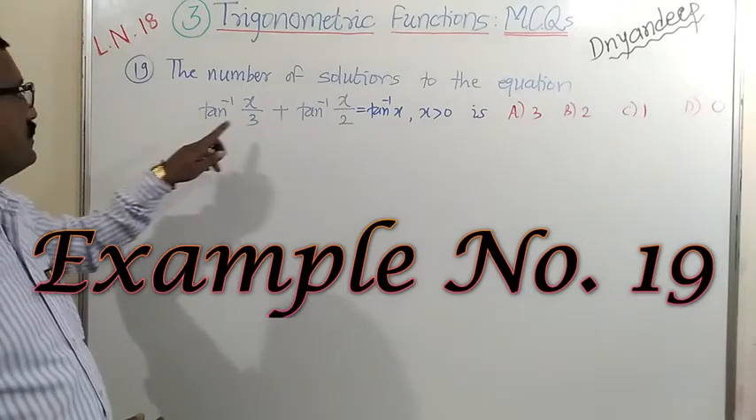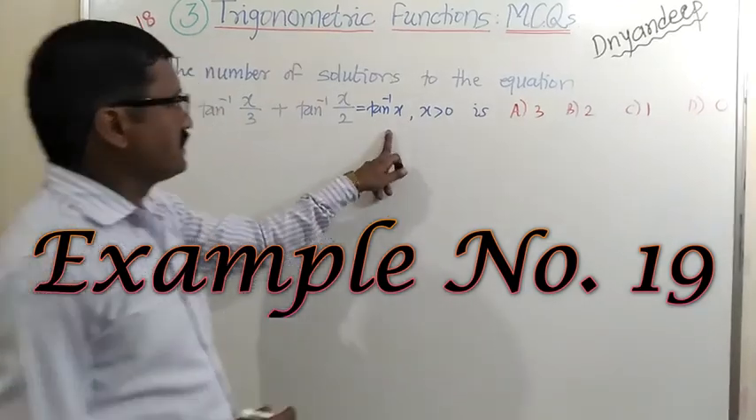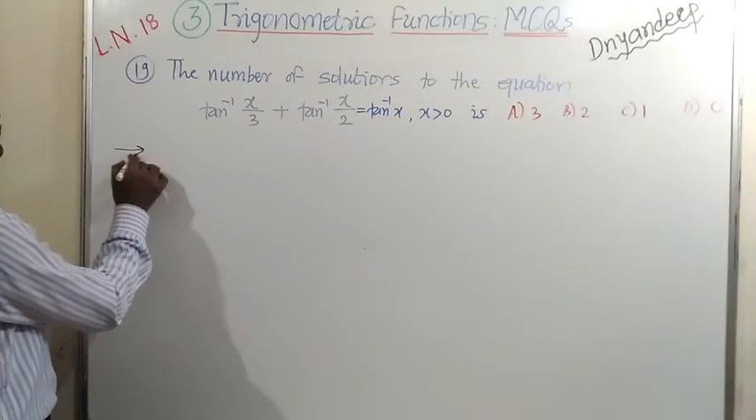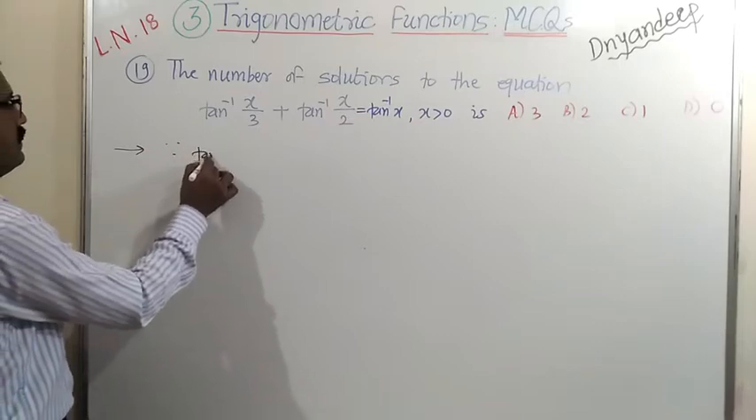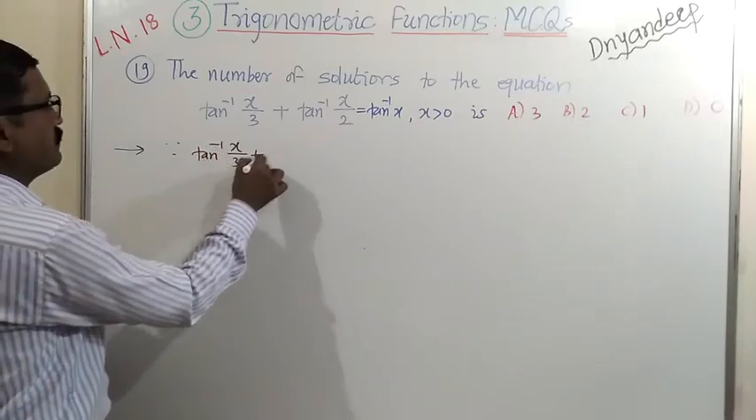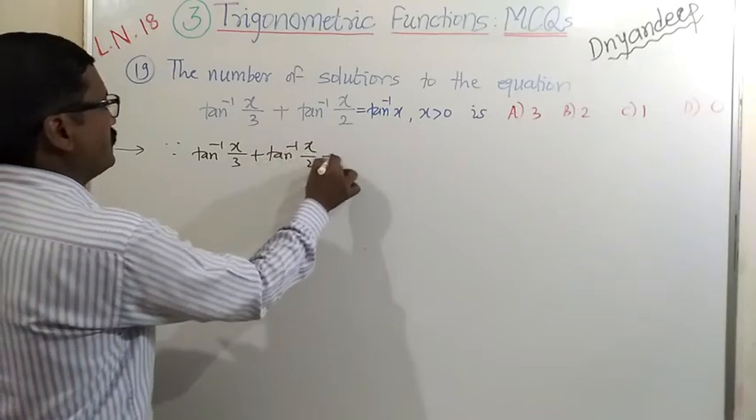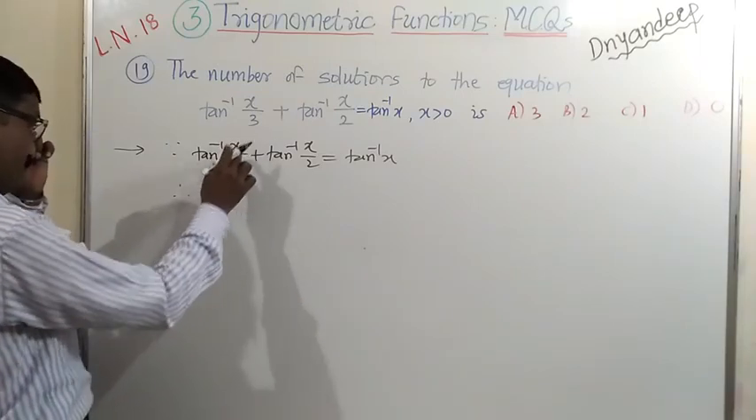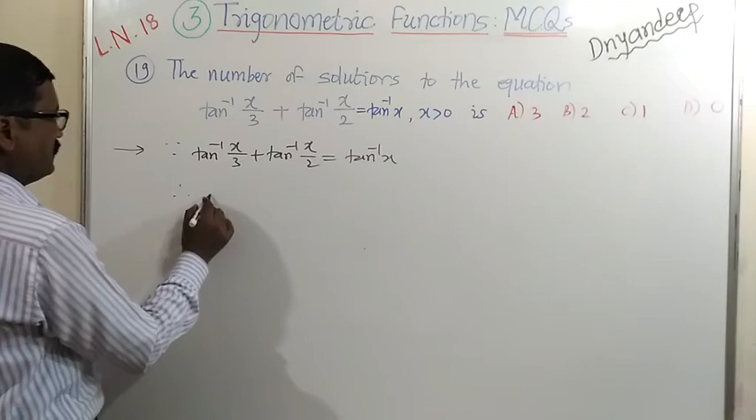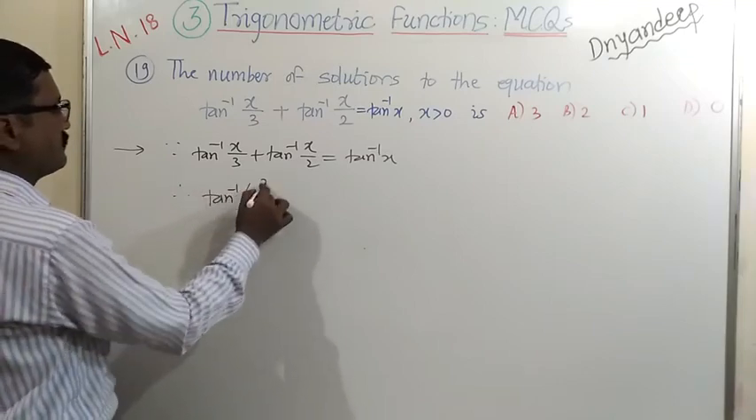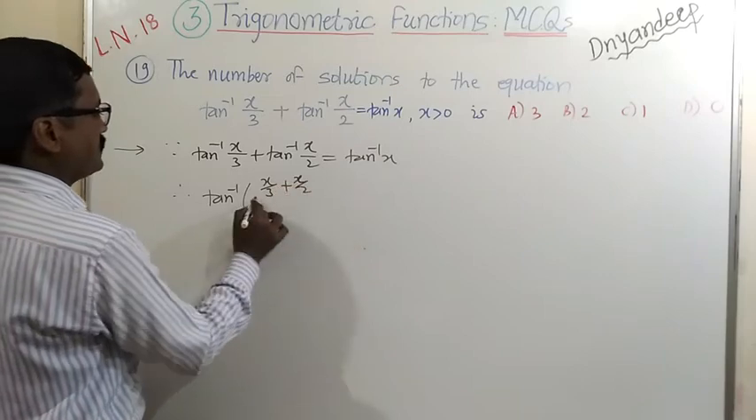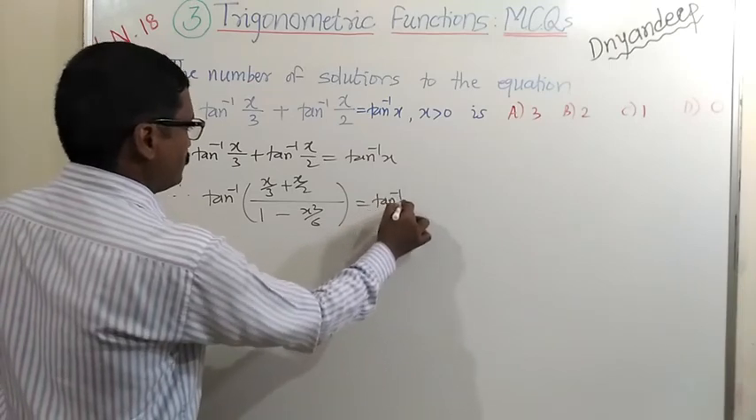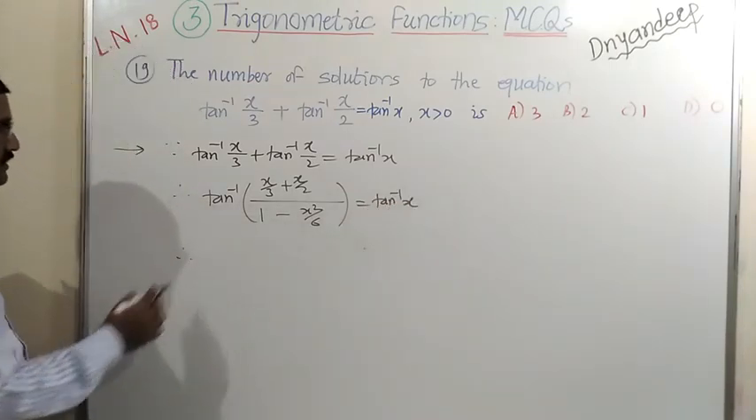The number of solutions to the equation tan inverse of x by 3 plus tan inverse of x by 2 equal to tan inverse x, x is positive, the options are 3, 2, 1, 0. Since tan inverse of x by 3 plus tan inverse of x by 2 equal to tan inverse x, therefore applying the formula here, x is positive, so both are positive, so we get tan inverse of x by 3 plus x by 2 upon 1 minus x square by 6 is equal to tan inverse x. Is it okay? By using the formula.